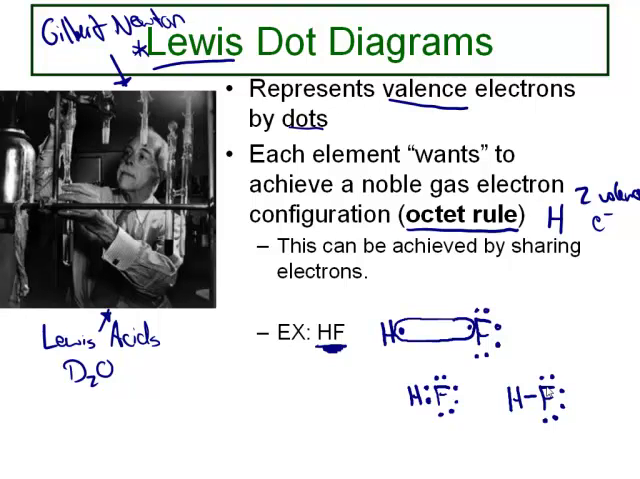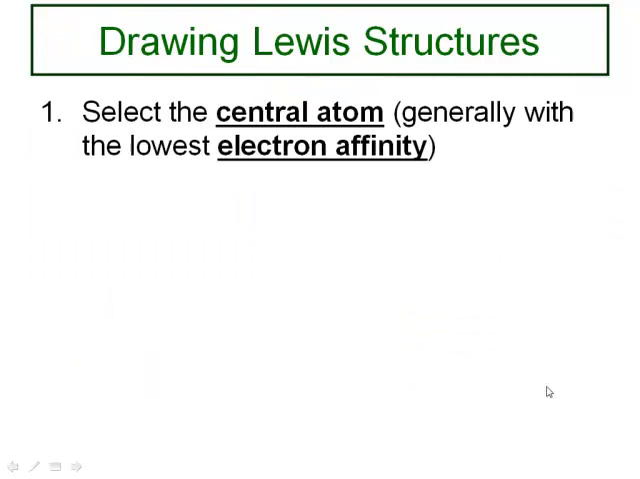Now, what we're going to look at here for the rest of the podcast is how to draw a Lewis dot structure for more complicated molecules, okay? And there's a few rules we need to go over first. Here they are, okay? When we're drawing a Lewis dot structure, the first thing we're going to do all the time is select what the central atom is going to be, for simple molecules. The way you do that is you find the one that has the lowest electron affinity, okay?